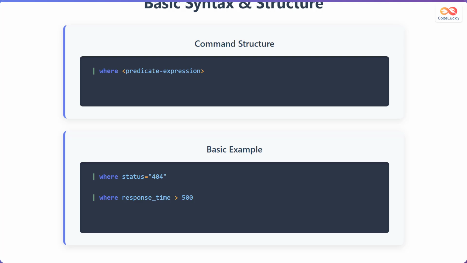Another example is | where response_time > 500, which returns only events where the response time exceeds 500 milliseconds. The where command evaluates your predicate expression and only returns results that evaluate to true, making it an effective post-processing filter.